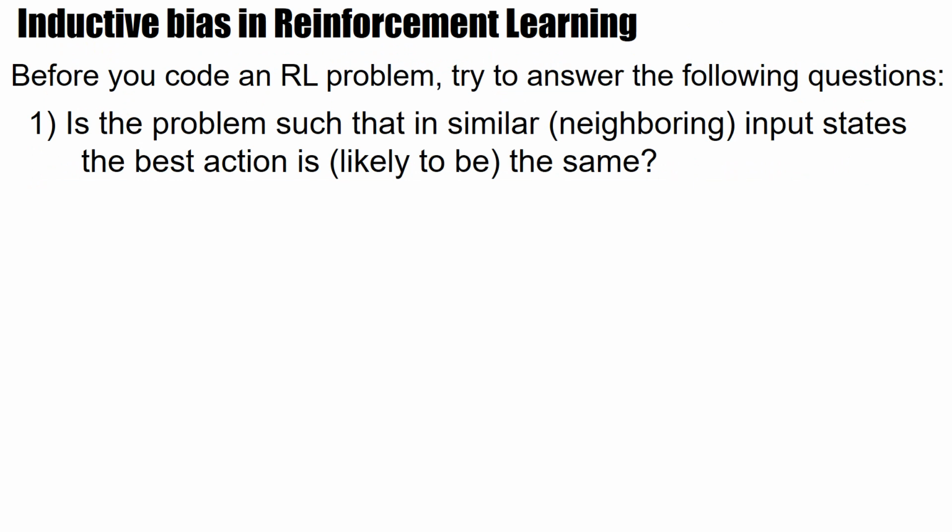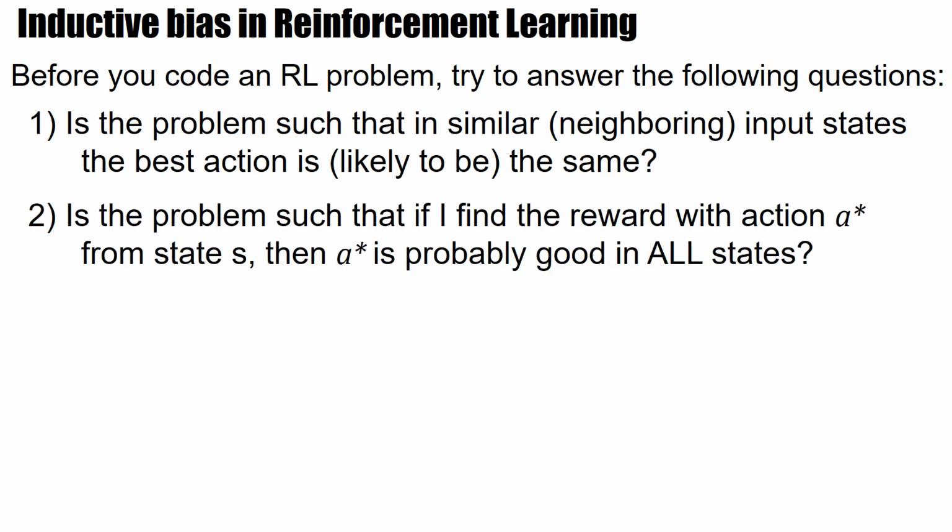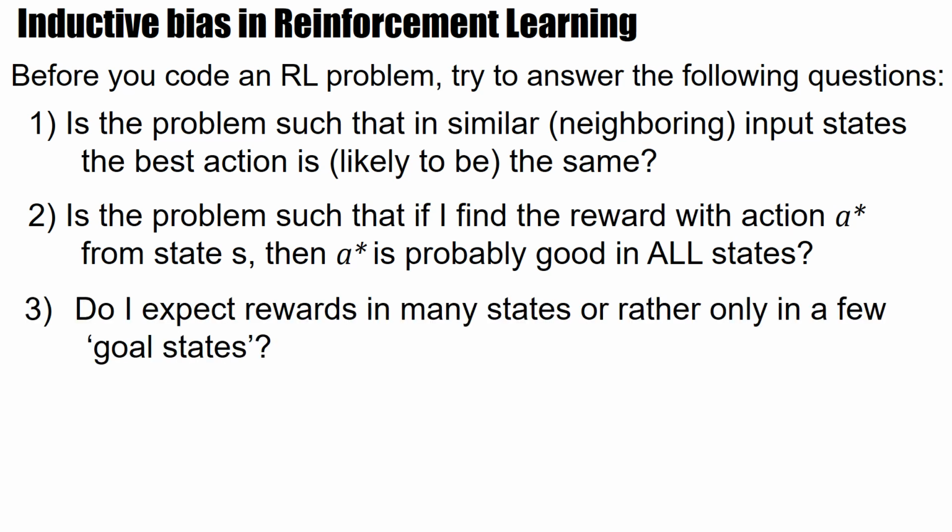In general, before you start to encode a reinforcement learning problem, you should think about the following questions. First, is the problem such that in similar states, neighboring states, whatever that may mean, the best action is likely to be the same? Or, second question, is the problem such that if I find the reward with action A star from state S, then A star is probably good in all states? Or, do I expect rewards in many states, or rather only in a few goal states? Or maybe only there's a single ideal goal state.